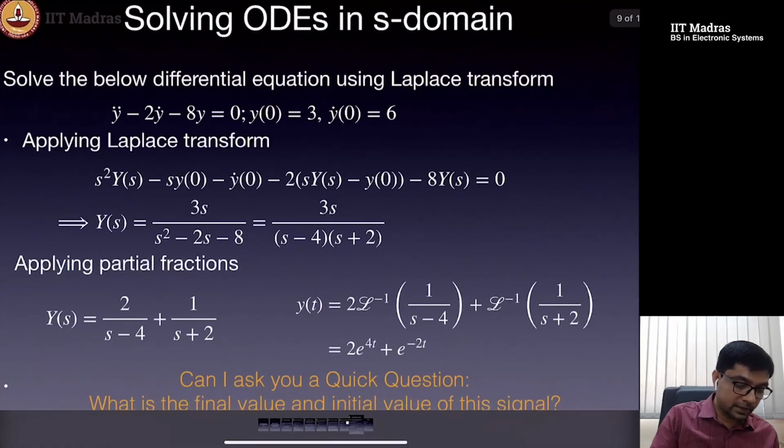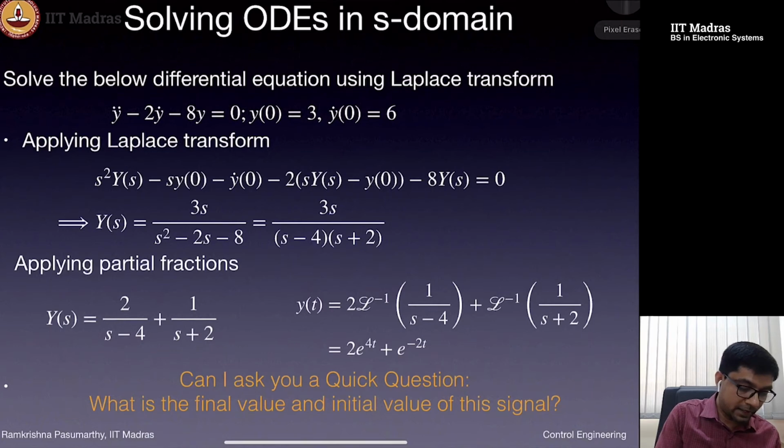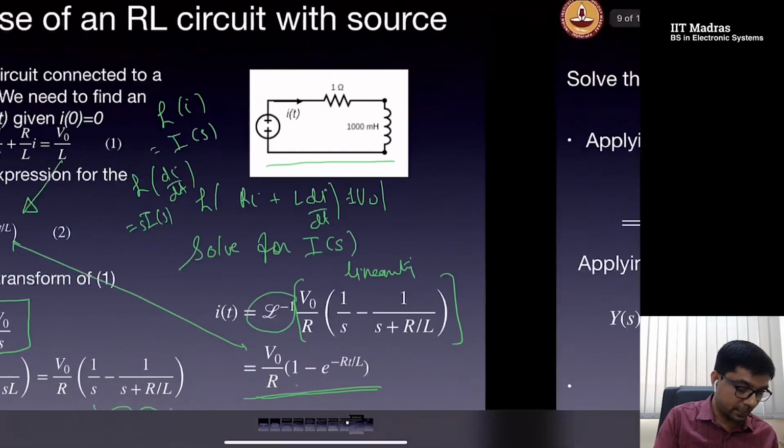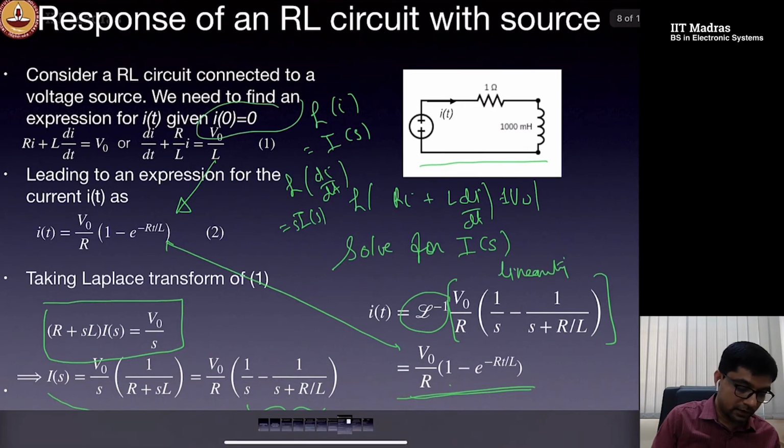Okay, let me do one more example of situations where I do not have zero initial condition. So in this example, my I of 0 was equal to 0. So what happens when this is not 0? Okay, let us do this example.